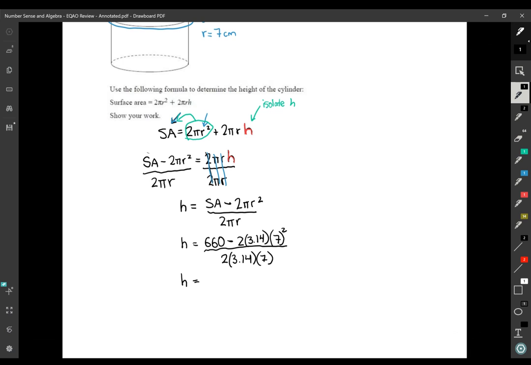Okay, so now we're going to calculate that. So 660 minus 2 times 3.14 times 49, which is 7 squared, and then all of that divided by 2 times 3.14 times 7. If you do the calculation correctly, you're going to get 8.01, approximately, but really we're going to round that to 8 because it's so close to 8.